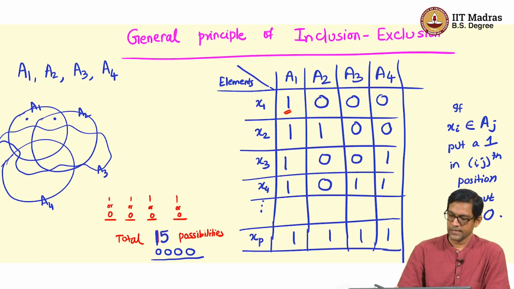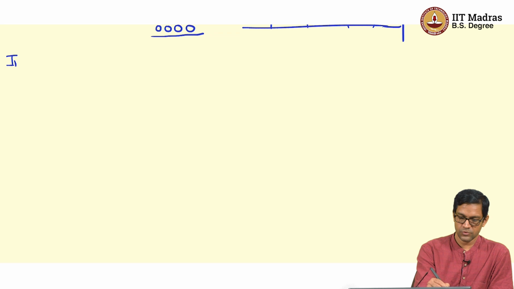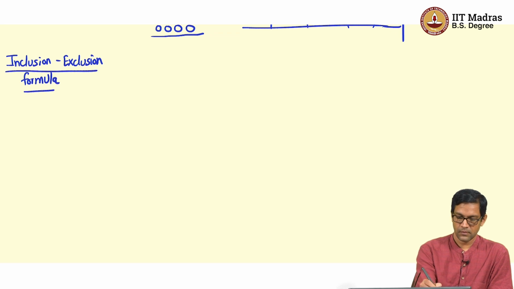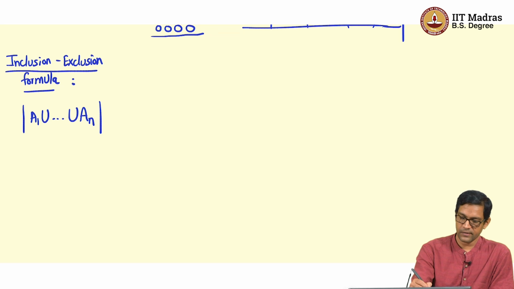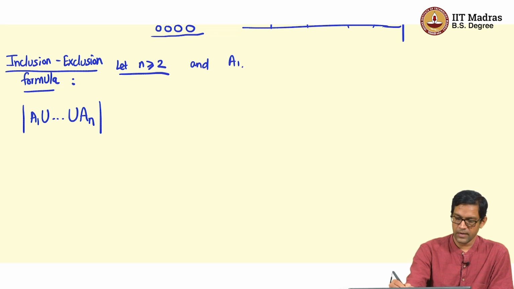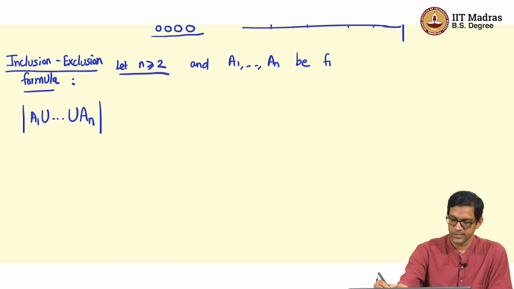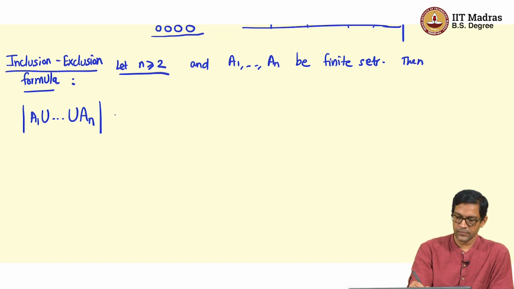Now let us write out what the inclusion exclusion formula should look like in this case. The inclusion exclusion formula, or theorem if you wish, says that the cardinality of the union A1 union A2 union, so in general I will assume An. I gave you the example of 4, but let us do it for any n, any number 2 or more, and let A1, A2, up to An be any finite sets. Then the cardinality of their union is the following.